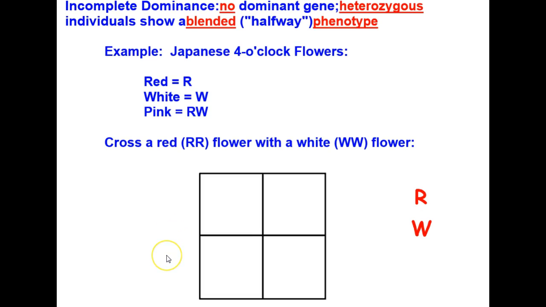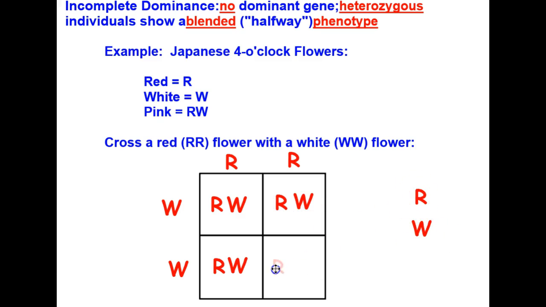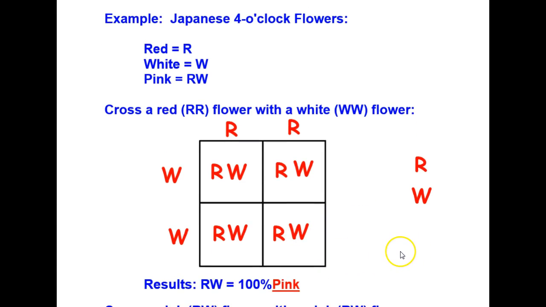This example wants us to cross a red flower, RR, with a white flower, WW. Well, what would we get? Well, in this one we have an RW. In this one we'd have an RW. And this one we'd have an RW. And in our 4th box we'd have an RW. What do we end up with? 4 pink 4 o'clock flowers, so 100% of our flowers turned out to be pink.